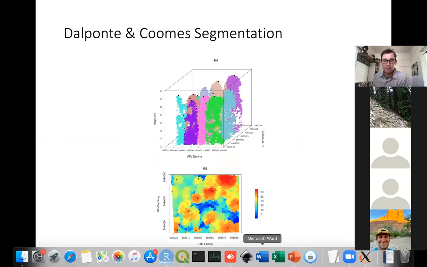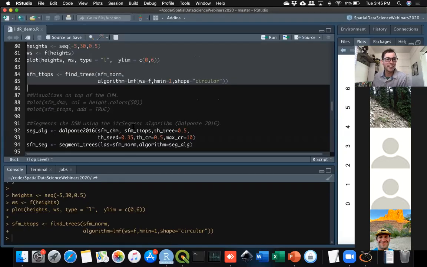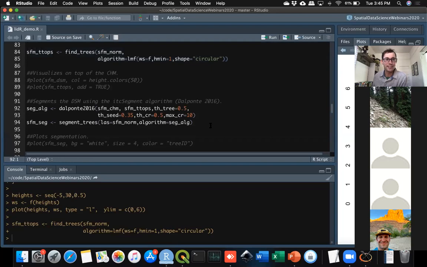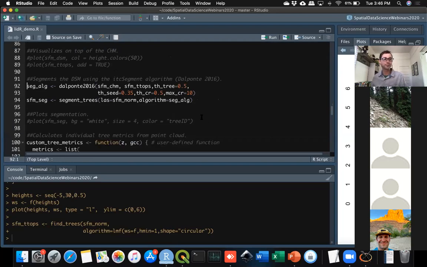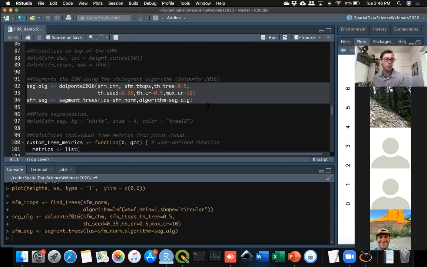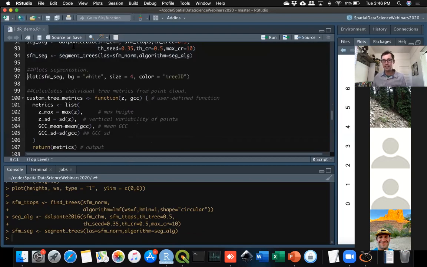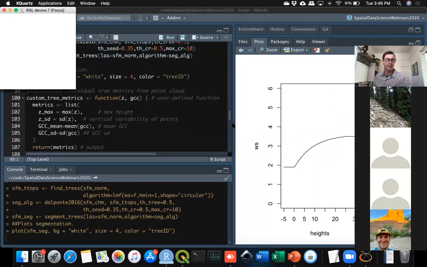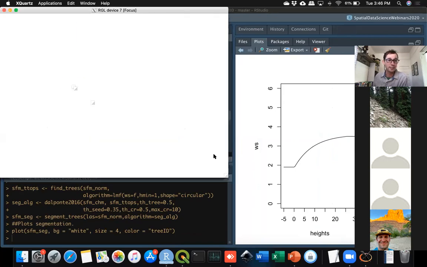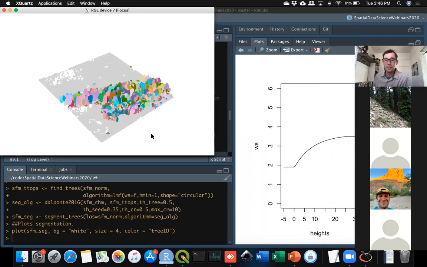Now, there are quite a few different segmentation algorithms that we could possibly apply, and I'm not saying that this segmentation algorithm is the best or that we've necessarily optimized it. But if we use that algorithm, it's going to give us an object called SFM seg. And that's actually kind of cool because it's a polygon data set. It's going to be a polygon data set eventually. But in the meantime, this is a segmented point cloud.